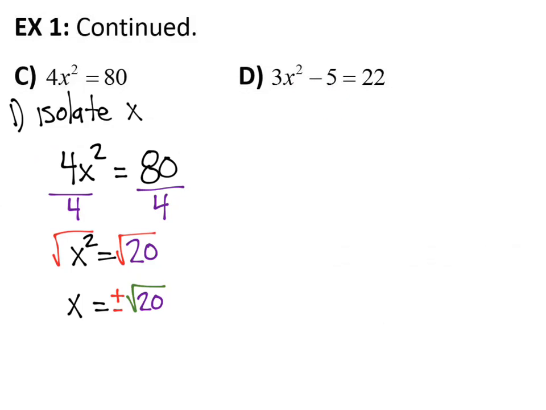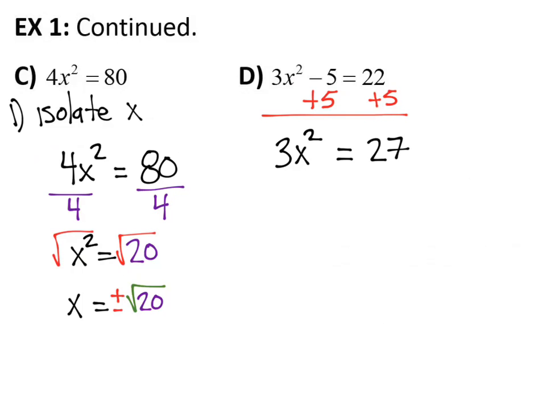The very first step I would look at when isolating x, I want to do order of operations backwards. So I'm going to do subtraction first, which means I need to get rid of that by addition. Whatever I do to one side, I do to the other. And then I get 3x squared equals 27.